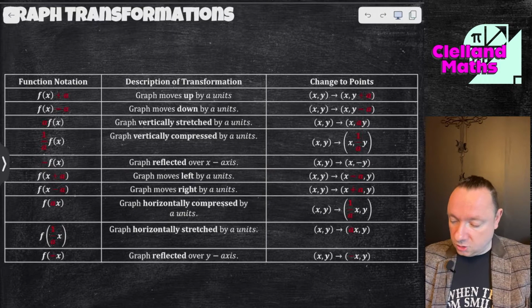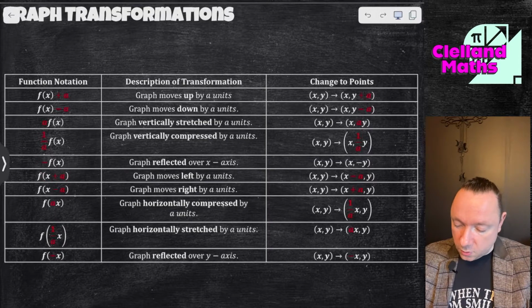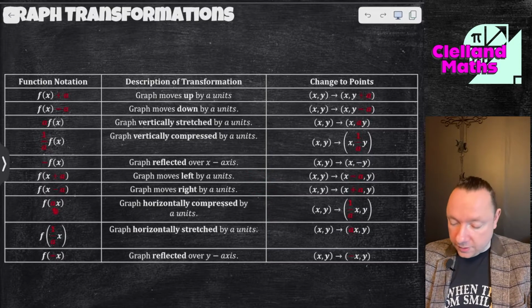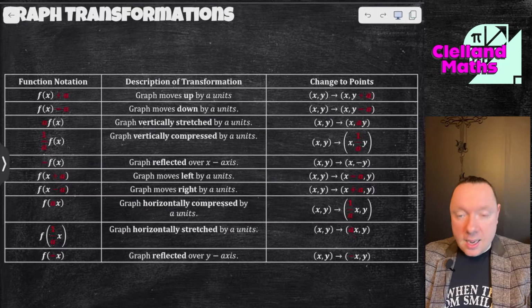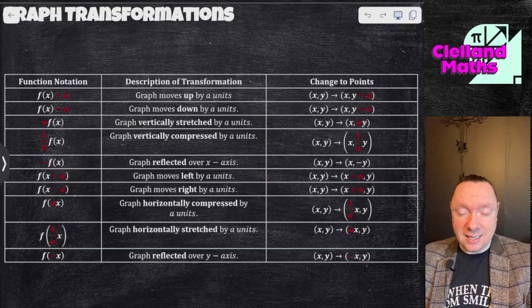Now this is where it gets tricky. When we put it inside the brackets, x plus a, we move to the left. And if it's x minus a in brackets, we move to the right. That means it's affecting the x coordinate. If we times by a here, then we're compressing it by a units, so we divide the x-axis value by a. If we divide by a here, then we need to double it there. And if we want to reflect it over the y-axis, we put a minus x here. You're best to see this in examples.